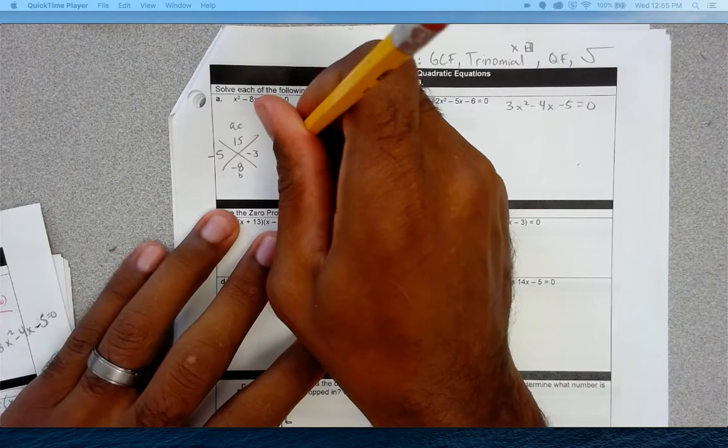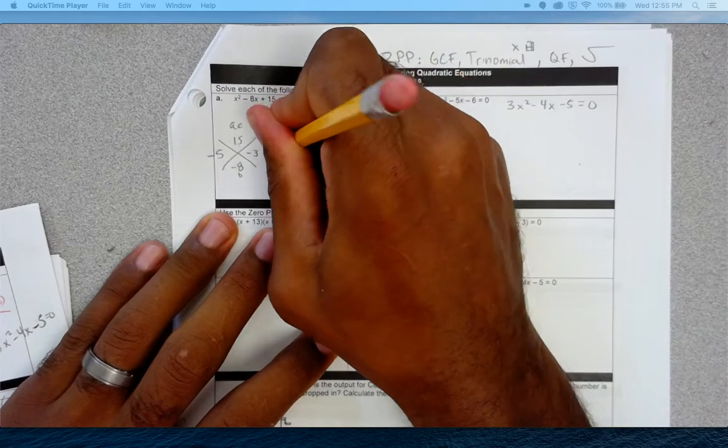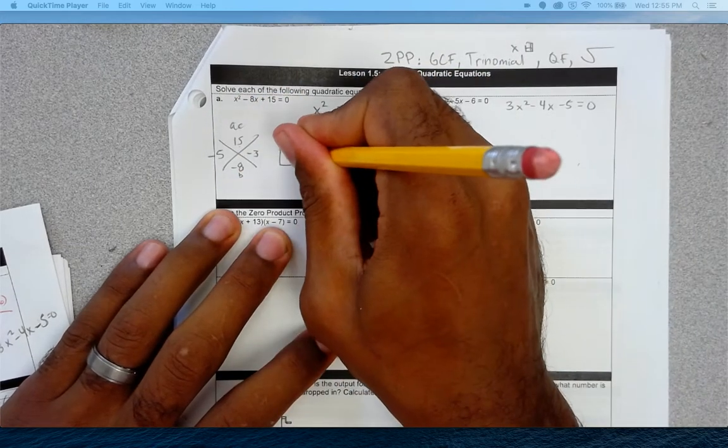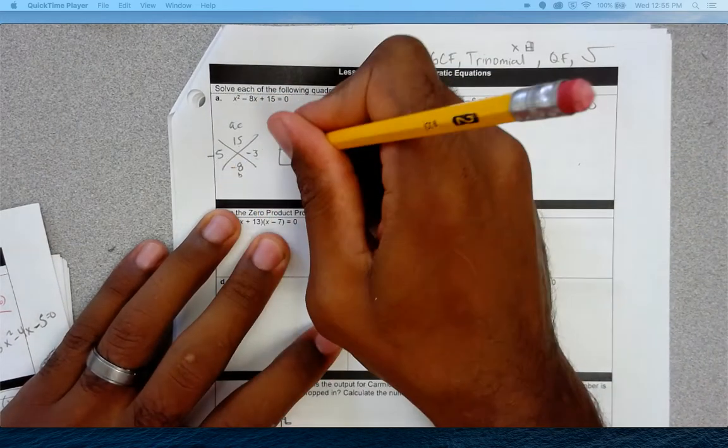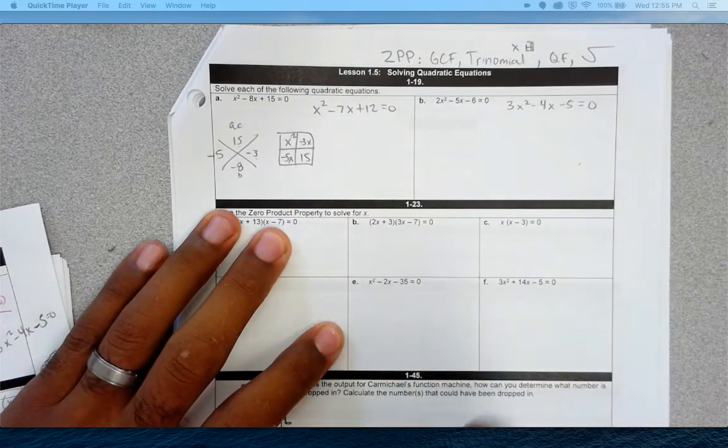Okay, sorry about that. So set up my box after I've finished the x. And remember, the first term always goes in the top left. The last term goes in the bottom box. And then you take your numbers that you found, and they go here and here. And always, again, write it with an x.